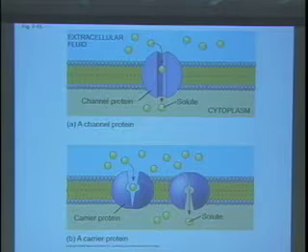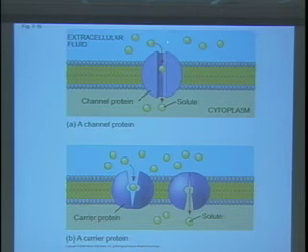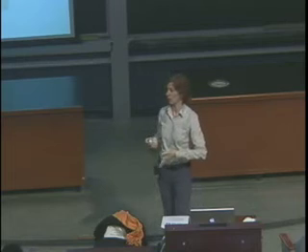So here's a couple of examples. Here's a channel protein that allows small molecules to go across the plasma membrane like this. In this example, it's a fixed channel. It's sitting there in the membrane, and as we said, these molecules can go across just according to the concentration gradient that exists across the cell.